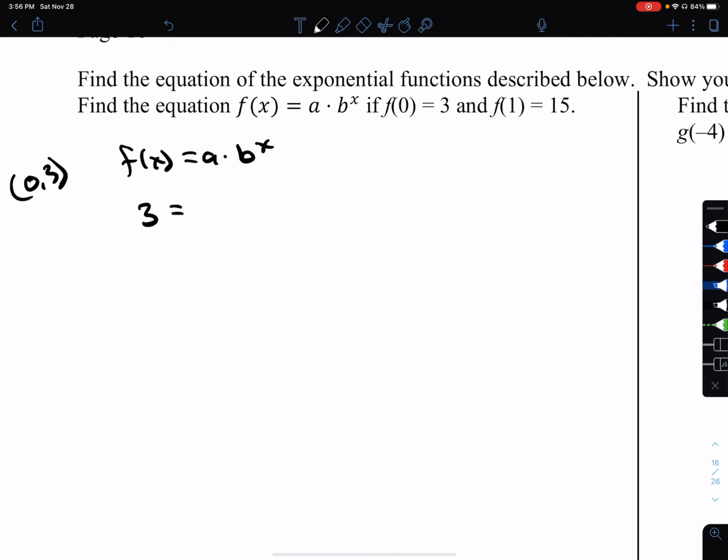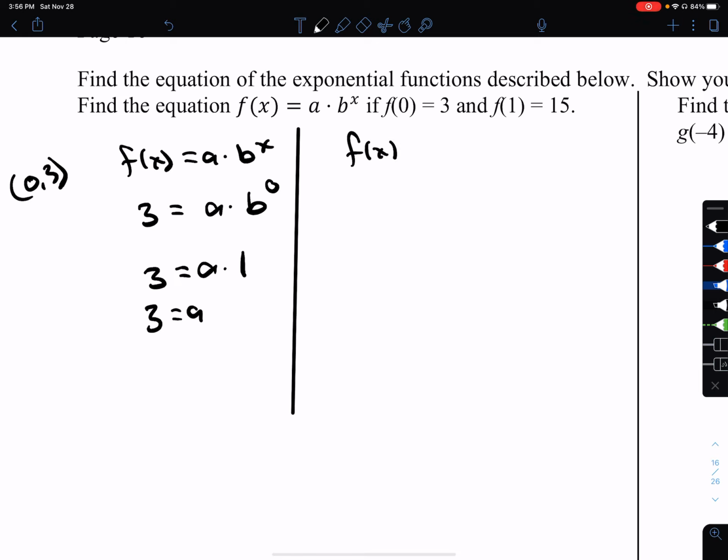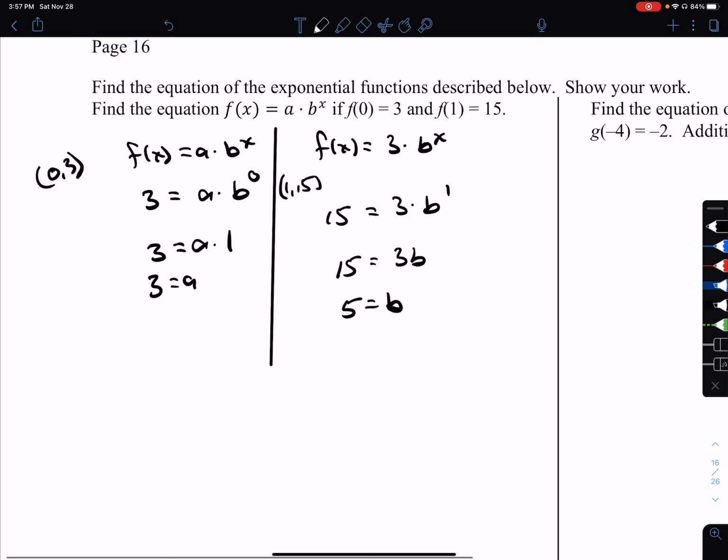So 3 equals a times b to the 0. That's going to give us 3 equals a times 1, so a is 3. So now we got f of x equals 3 times b to the x. Now we're going to use this other ordered pair, 1, 15. So 15 equals 3 times b to the first. 15 is 3b. b is 5. Therefore, f of x is 3 times 5 to the x.